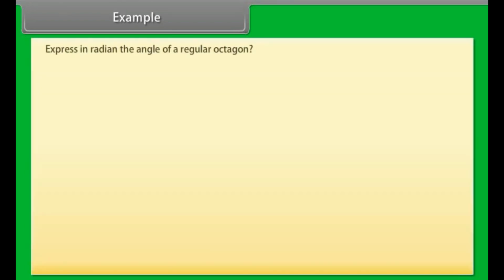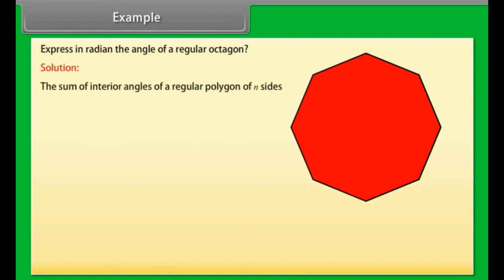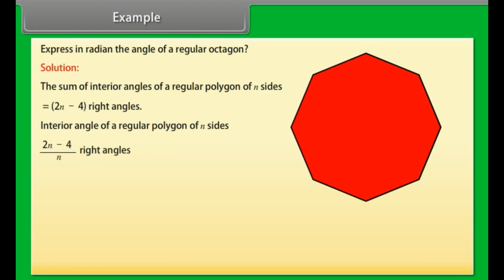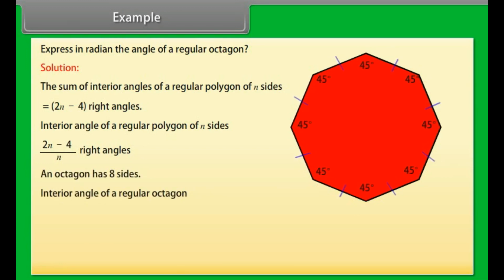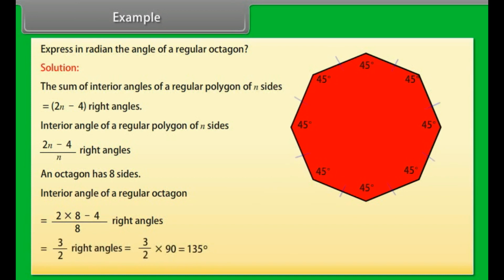Example. Express in radian the angle of a regular octagon. Solution. The sum of interior angles of a regular polygon of n sides is equal to 2n-4 right angles. Interior angle of a regular polygon of n sides is (2n-4)/n right angles. An octagon has 8 sides. Interior angle of a regular octagon is equal to (2 into 8-4)/8 right angles, which is 3/2 right angles, which is 3/2 into 90, equal to 135 degrees.